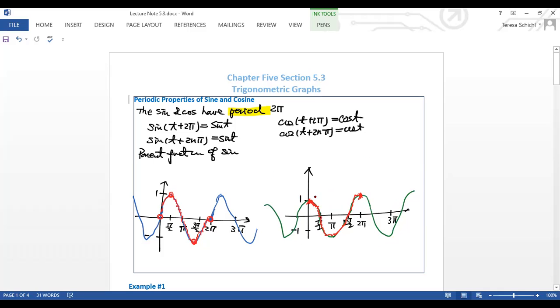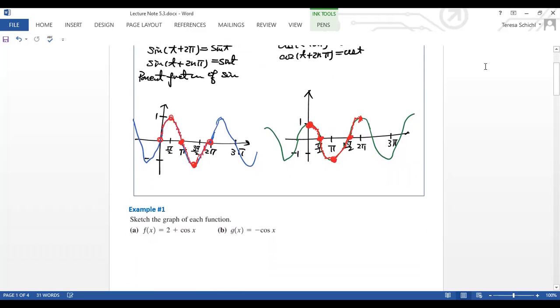We need to remember the key points here. For the cosine, the values are 1, 0, -1, 0, and then 1 again, with the value 0 at pi over 2. This is the parent function, so remember the key things here, like the 1 at pi over 2 for the sine.